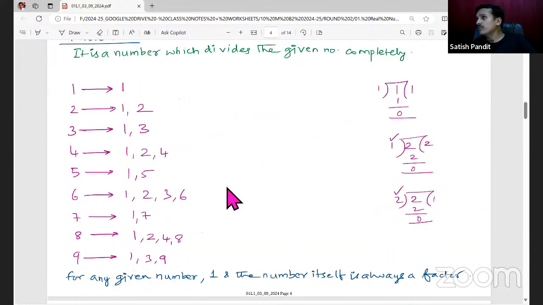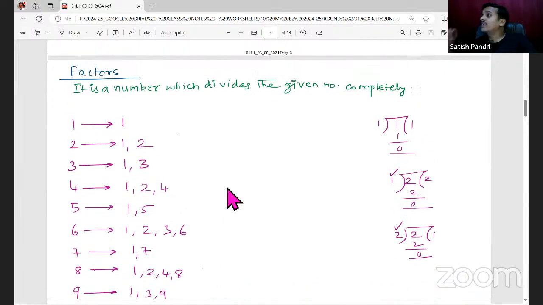Next, we learned what factors are. Factors are the exact divisors. The best way to remember them is, they are the exact divisors. For example, if you take the number 1, the factor is 1. If you take the number 2, the factors are 1 and 2. If you take the number 3, the factors are 1 and 3. So if you see, all these numbers are the exact divisors.